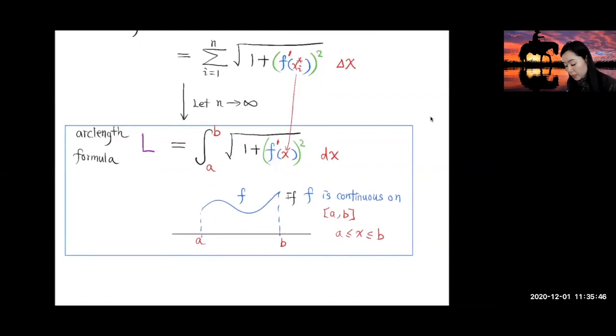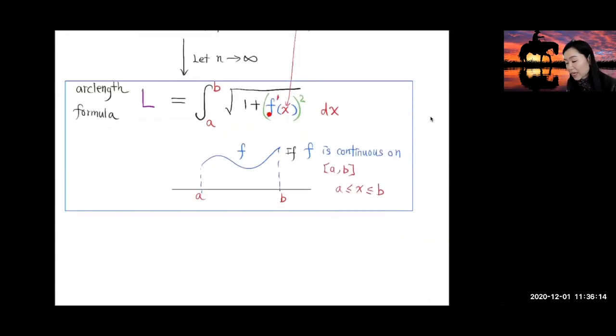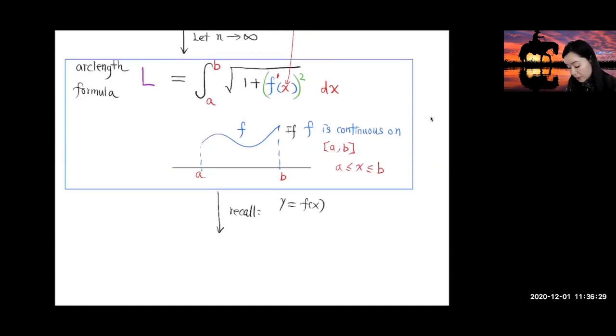If you want to find the arc length, it will be the integral of the square root of 1 plus the square of the first derivative, where x goes from a to b. That's the arc length formula. Another way to write f prime of x is dy/dx. If y is equal to f of x, then dy/dx is the same as f prime of x.